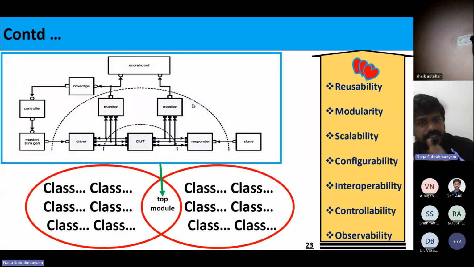All these are classes except that top is a module. Everybody you are seeing there, controller, coverage, monitor, scoreboard, driver, generator, all these are classes except the DUT. And all these classes can be reusable, modular, and scalable.